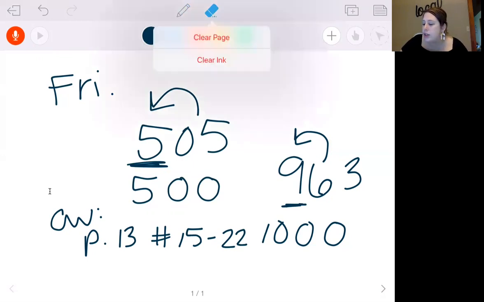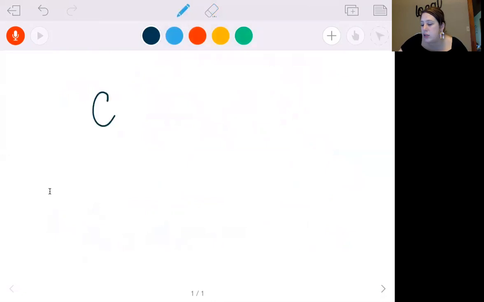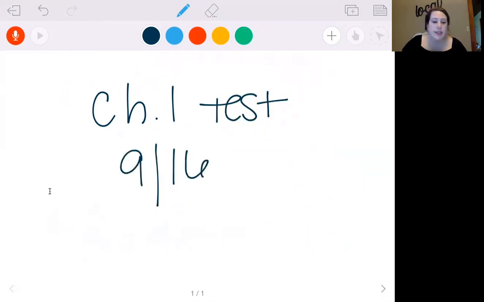I'm going to clear this. You're going to have your first test on September 16th. So chapter 1 test, September 16th. That will be next week. So it's going to be all on chapter 1. Next week we'll do some review with this, and then we'll do our test, and we'll begin chapter 2 after that. And I think you guys will like chapter 2 because it's really just adding and subtracting. And so it's going to be a pretty simple one. Then we're going to move on to multiplication after that, okay?